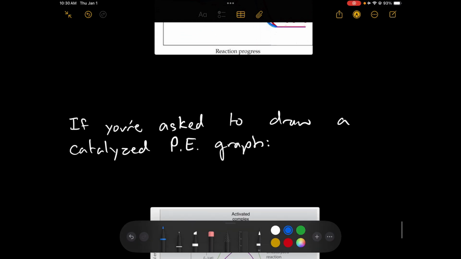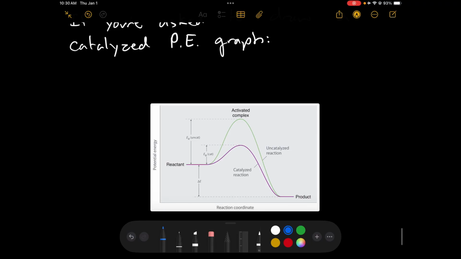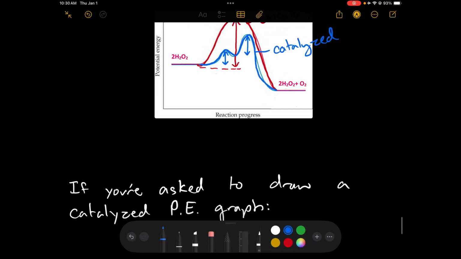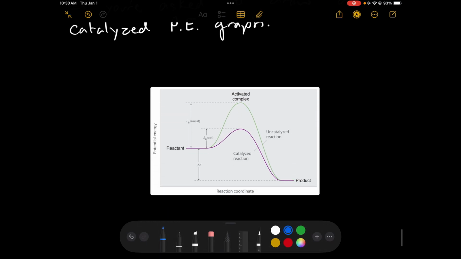If you are asked to draw a catalyzed potential energy graph, you don't have to do anything with these mechanistic steps. You don't have to create a complex looking hill or anything like that. You'll never be asked to do that on the AP exam. All that you have to do to represent a catalyzed reaction is draw a smaller hill, right? So let's say your question on the AP test has this hill and it says, okay, here's the uncatalyzed reaction, draw the catalyzed one. Well, all you would have to do is start in the same place, make a smaller hill, and end in the same place. That's it.